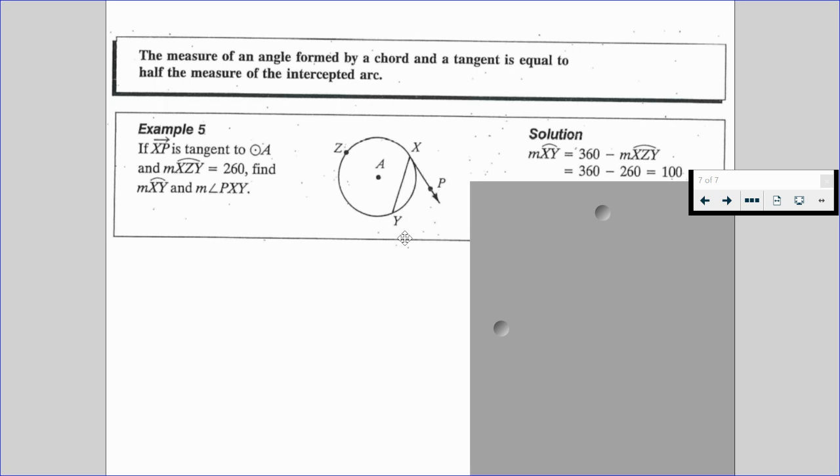Now we have to incorporate this new theorem: the measure of an angle formed by a chord and a tangent is equal to half the measure of the intercepted arc. We now know that arc XY is 100 degrees, so we cut that in half, and that's going to give us 50 degrees. So the angle formed at the intersection of a chord and a line tangent to the circle is always half of our arc. Likewise, if you think the opposite way, our arc is double that angle. If you're given the angle, you double it to find the arc.